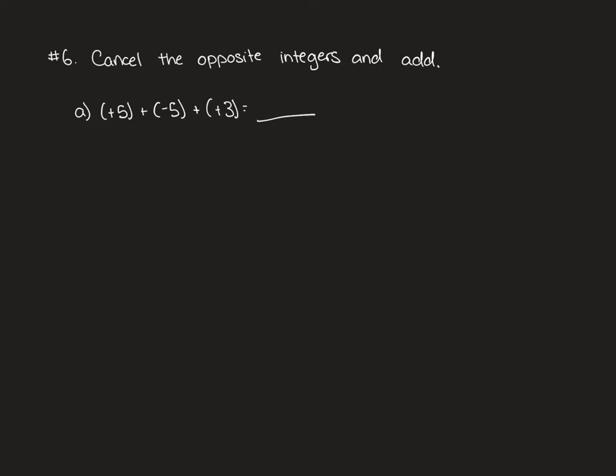Question number 6 is going to ask you to cancel the opposite integers and add. So, for example, if we have our +5 and our -5, they're opposite integers, so they cancel out, and we're left with +3.